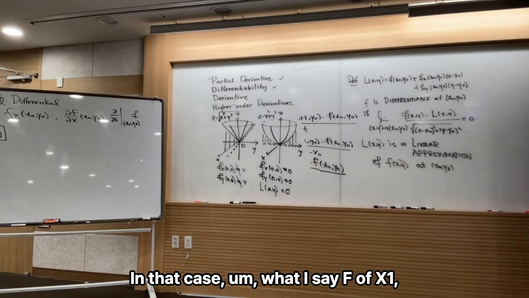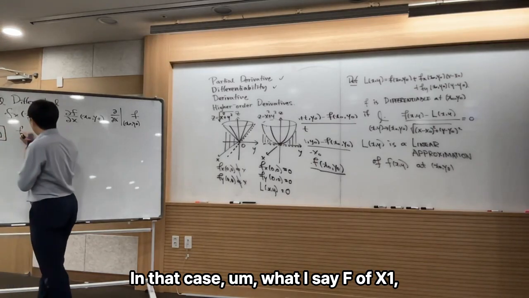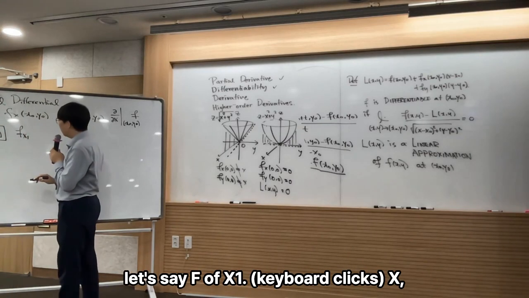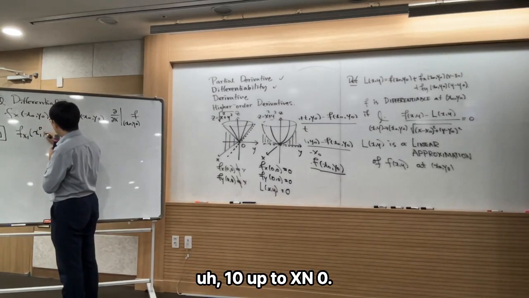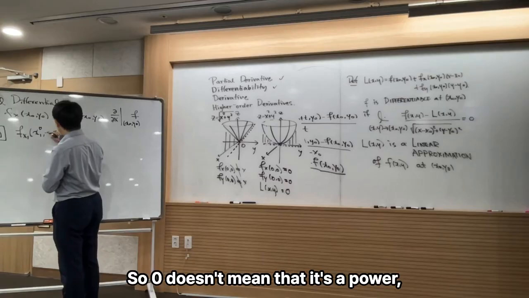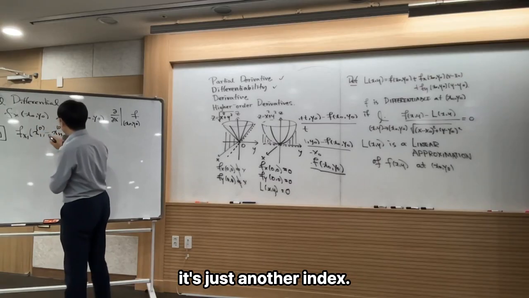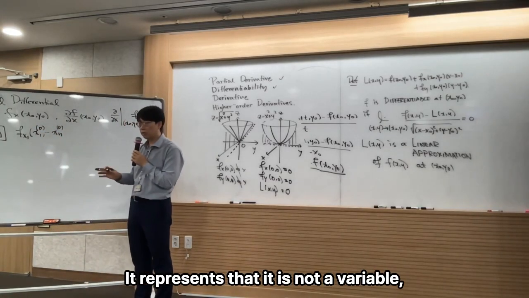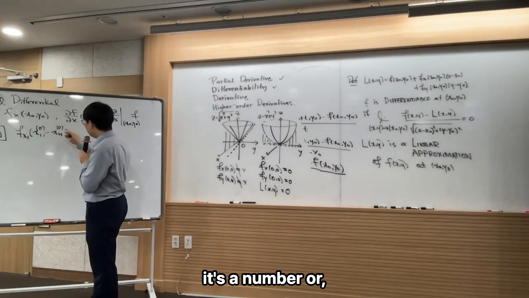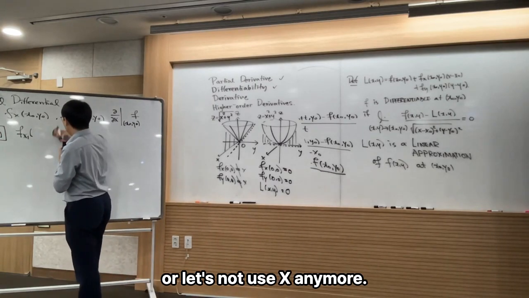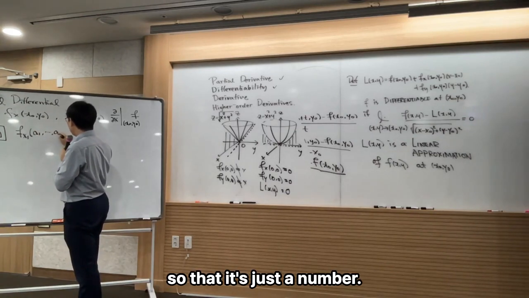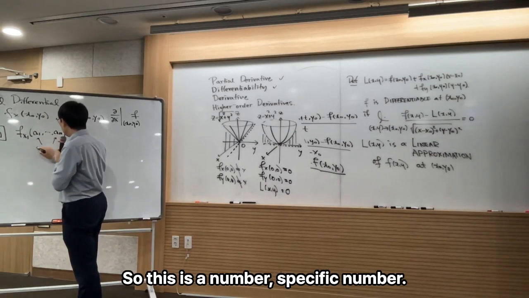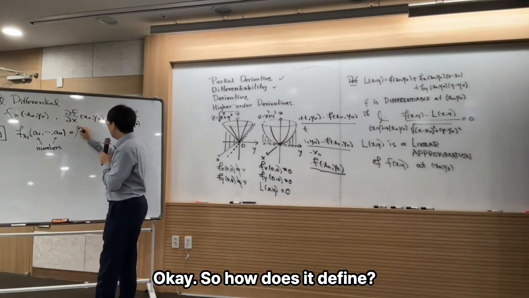In that case, let's say f of x1, 0 up to xn, 0. So 0 doesn't mean that it's a power, it's just another index that represents that it's not a variable, it's a number. Or let's not use x anymore, so just make sure that it's a number, and we may use a1, so that it's just a number. So this is a specific number.